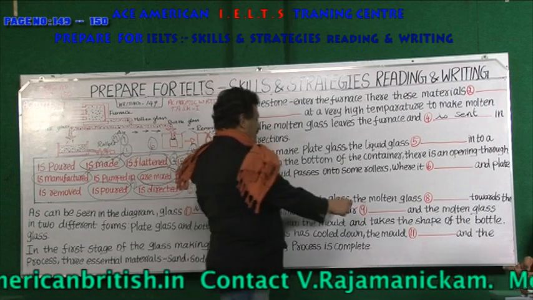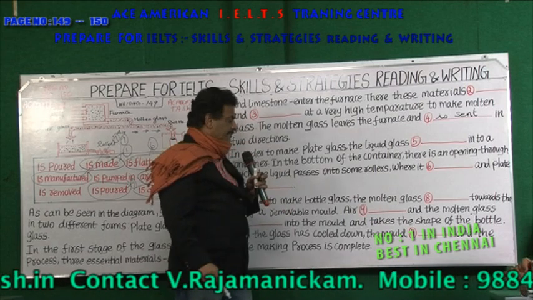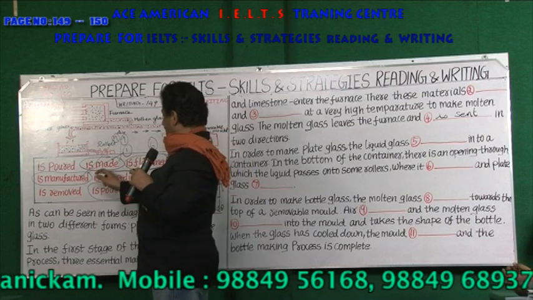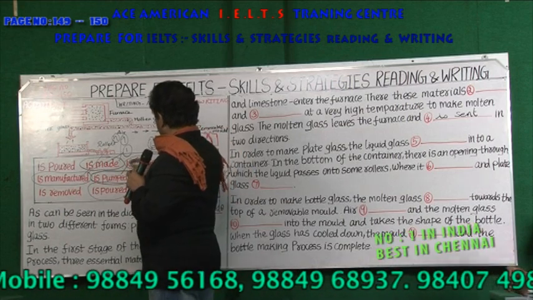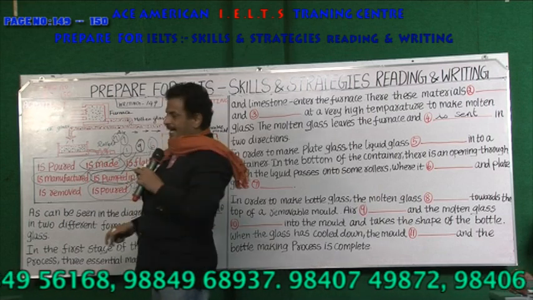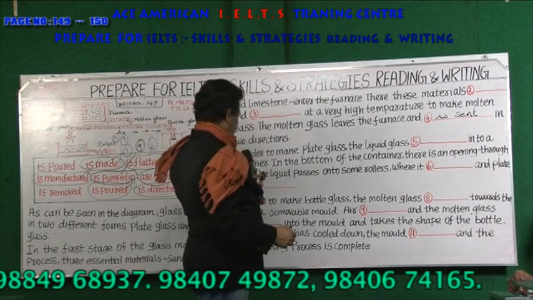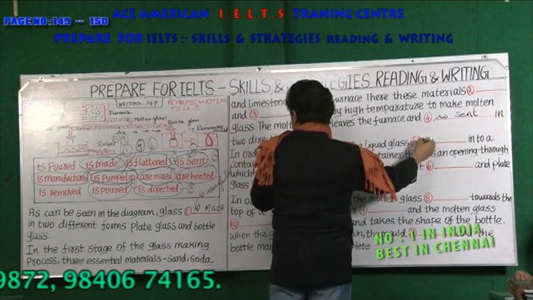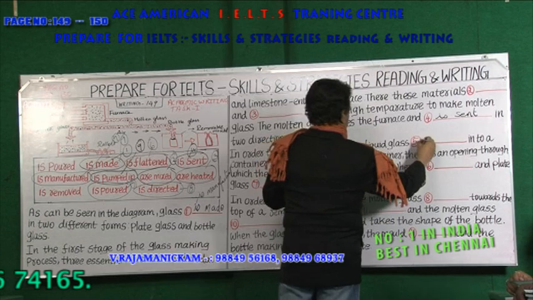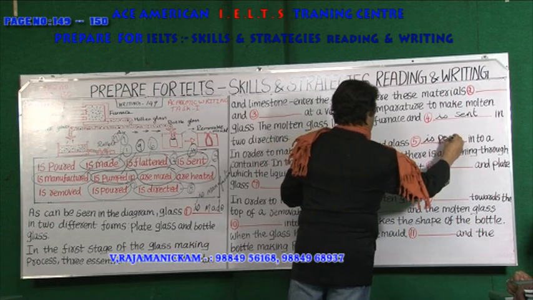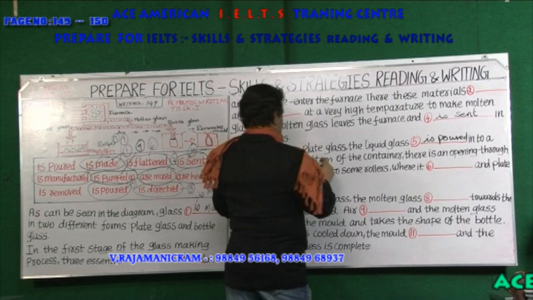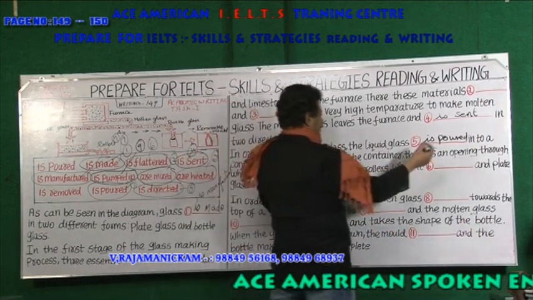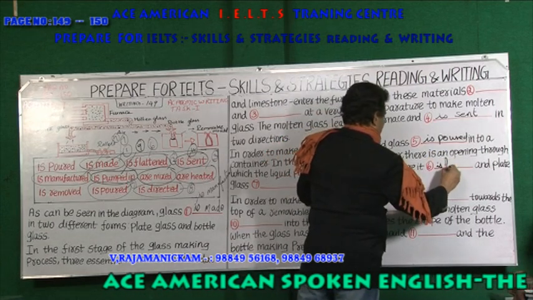Removable mold. Air. Number 9. What is the 9th answer? Air is pumped in. So 9, the air is pumped in. So what is the 5th answer? Liquid glass is poured into a container. In the bottom of the container there is an opening through which the liquid passes onto some rollers where it is flattened. Okay.